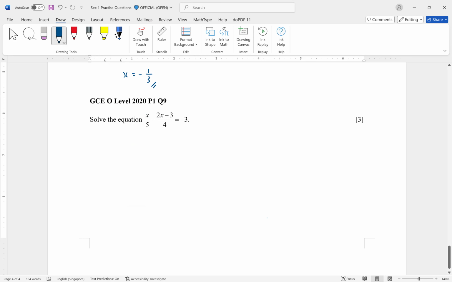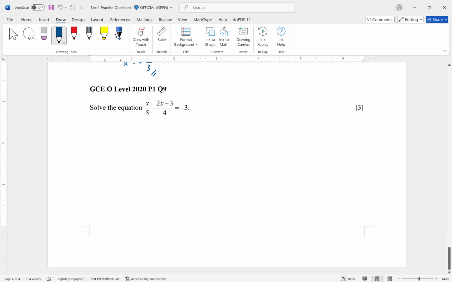Okay, let's take a look at one last question. Sometimes you will be given terms with fractions on the left side. In this case, we have two terms, and then we have a negative 3 on the right side. For questions like this, what we want to do is combine the two fractions on the left side into a single fraction. Let me write out the question first. Okay, so we have this. We want to combine the two fractions on the left side.